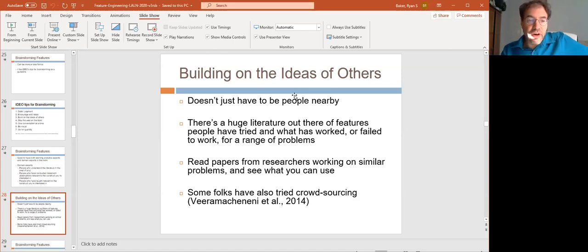There's a huge literature out there by now. It's 2020. LDM and LAC have been around for years. There's a huge literature out there of features that people have tried that have worked or failed to work for a range of problems. Read papers from researchers working on similar problems and see what you can use. And some folks have even tried crowdsourcing. And that's kind of cool. If you've got something where crowdsourcing is plausible, it's more plausible for some things than others. In cases where there's lots of people who can understand what you're talking about, it makes a lot of sense.